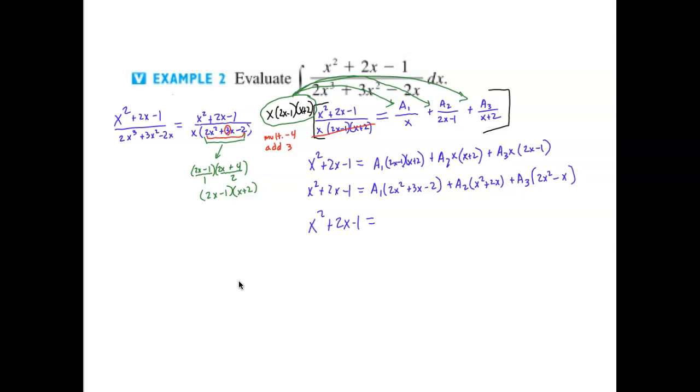All right, so distributing A1, I get 2A1 x squared plus 3A1x minus 2A1. Distribute to A2, I get plus A2 x squared plus 2A2x. I get plus 2A3 x squared minus A3x.